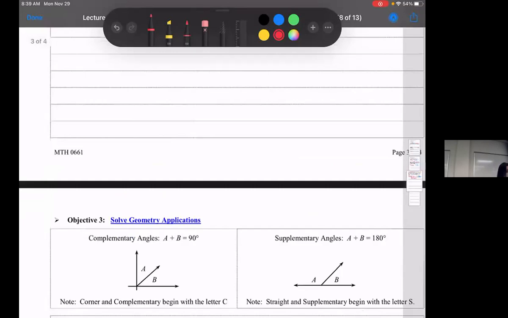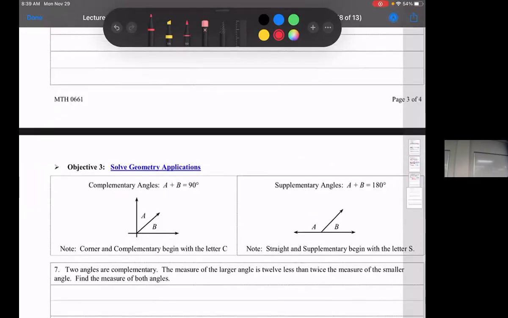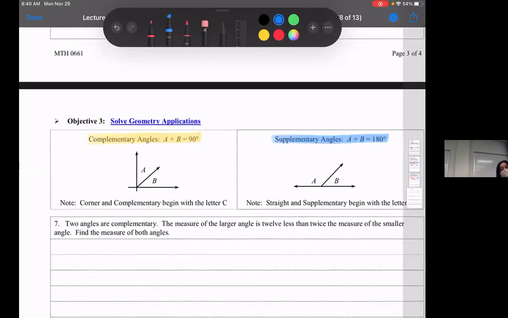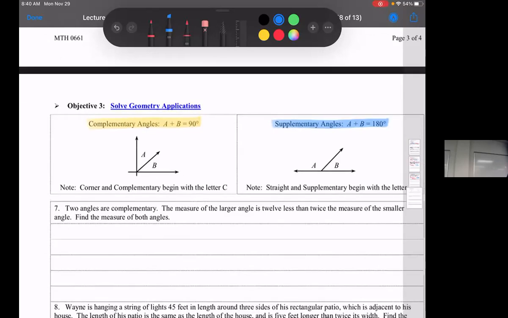All right, complementary angles. When we talk about complementary angles, that means the two angles add up to 90 degrees. Supplementary angles is two angles add up to 180 degrees. So remember the terminology, okay? If there's something like this on the final, and they say complementary or supplementary, you have to know which is which. Otherwise, you come up with the wrong equation.